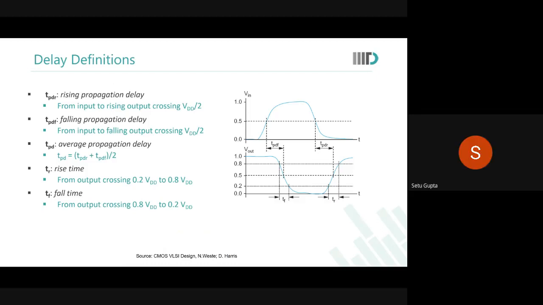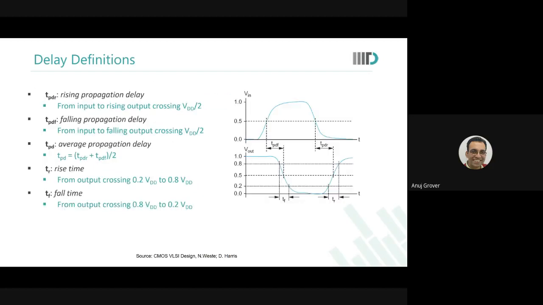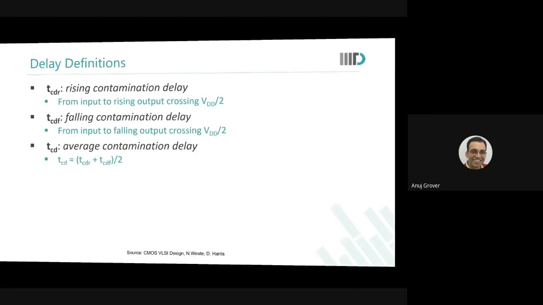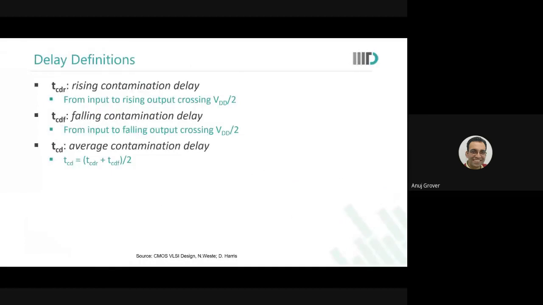Yes, sir. Okay, great. Now, in addition to these standard delays, there is also something which is called contamination delay. What do you understand by contamination delay? Any ideas? So delays which depend on input as well. I'm sorry? Delays which depend on input as well. Input as well, okay.